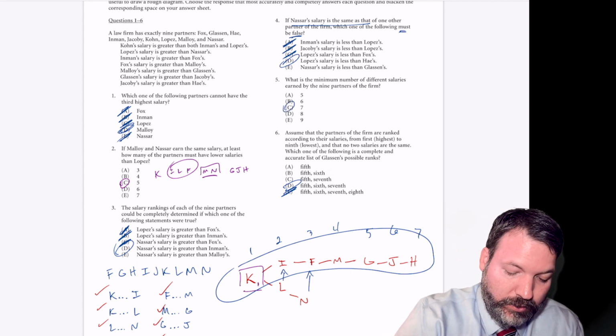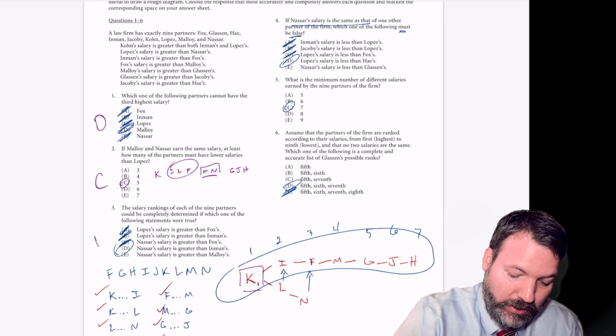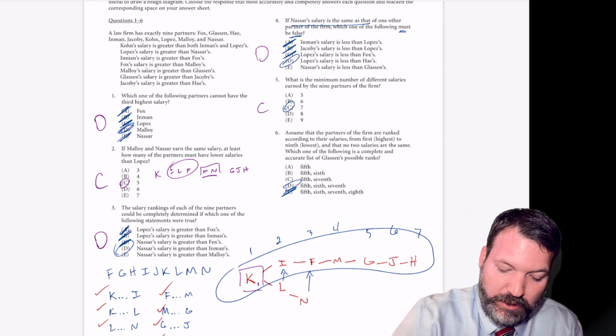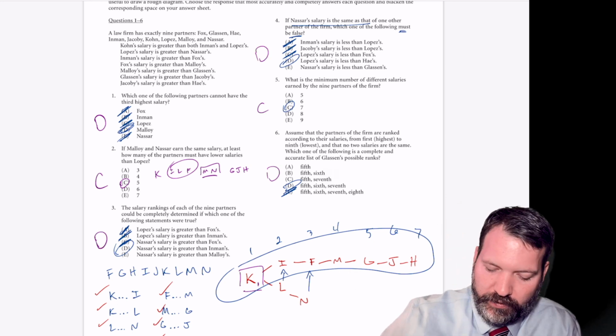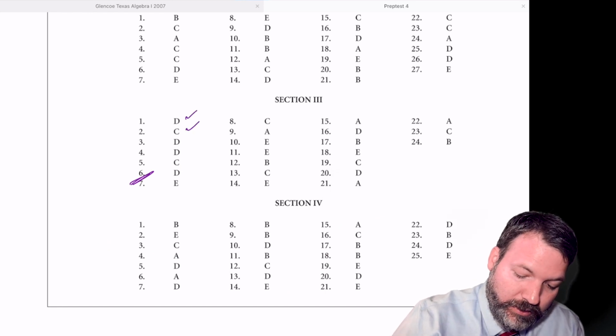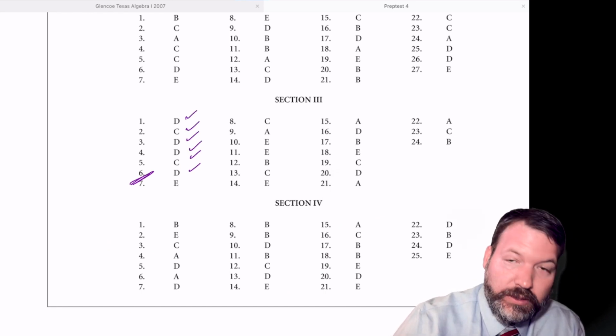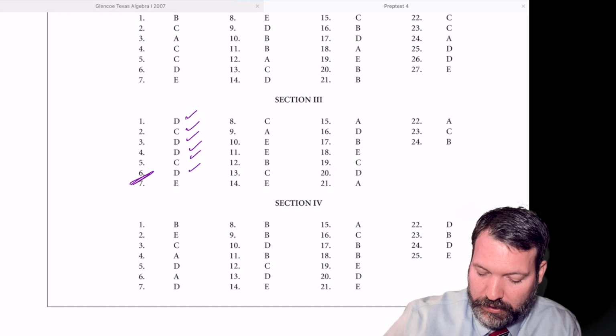Okay, answers. D, C, D, D, C, D. Symmetry. I love it. And we did it, right? D, C, D, D, C, D. Awesome. Well done to us.